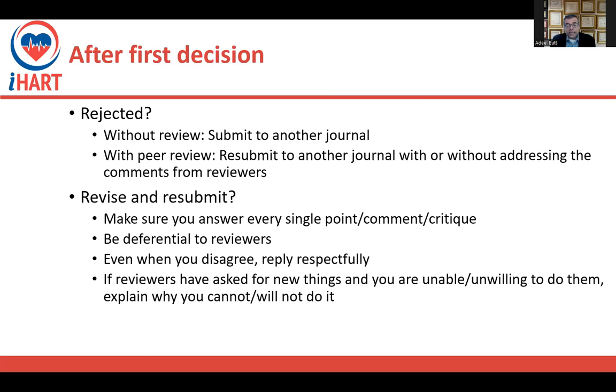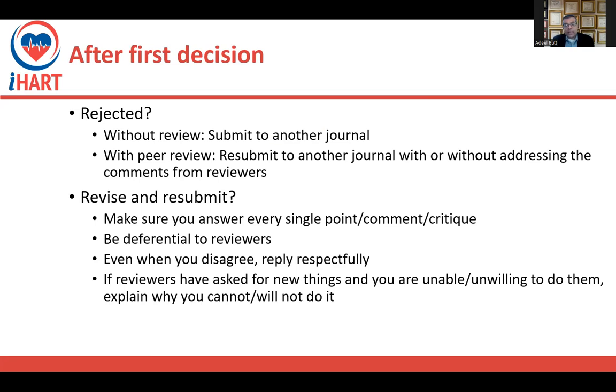If they ask you to revise and resubmit, which is a very desirable outcome, make sure that you answer every single point, every single comment, and critique that both the editors as well as the reviewers have sent to you. Be very respectful and deferential to reviewers. Don't argue with them, even if you disagree with them. It has to be very, very polite.